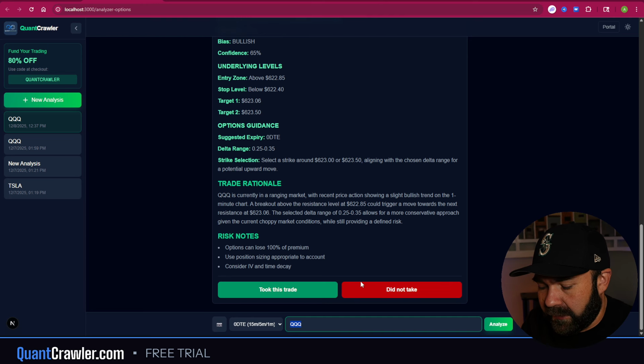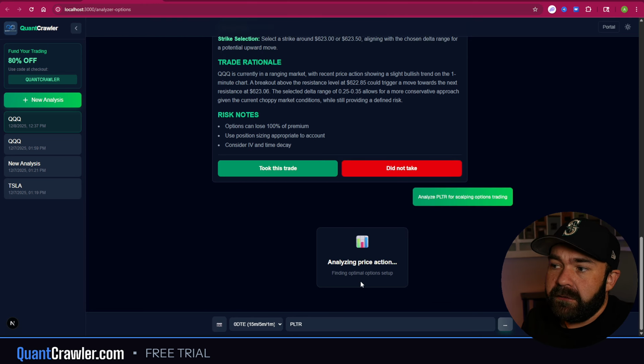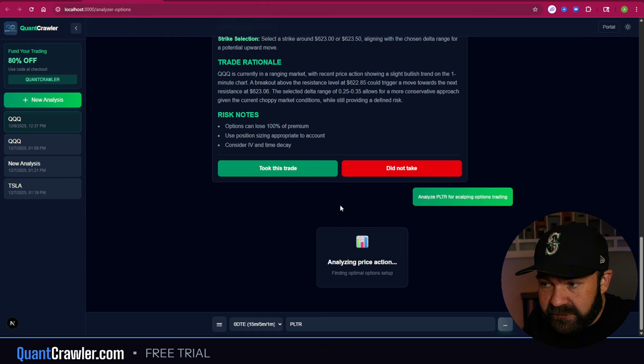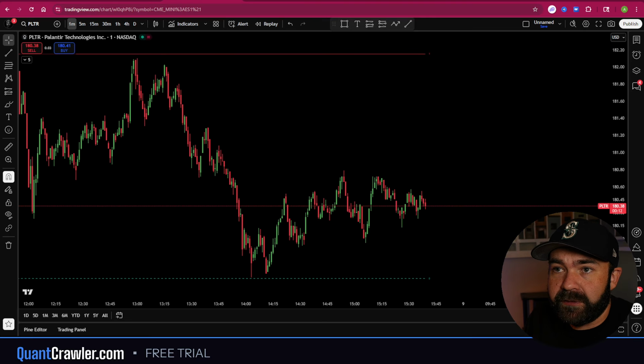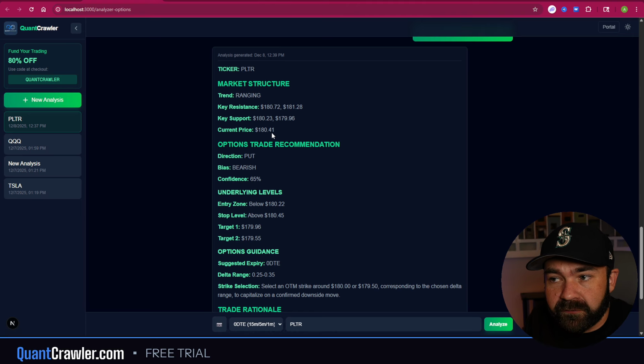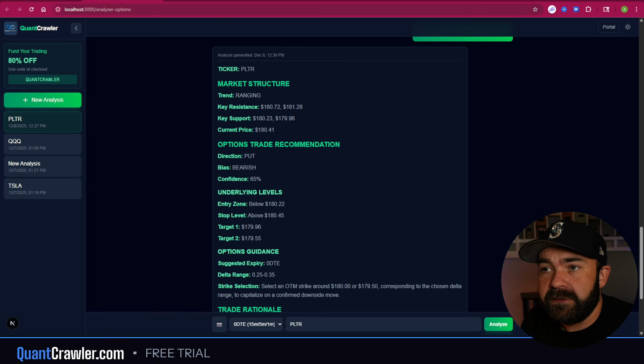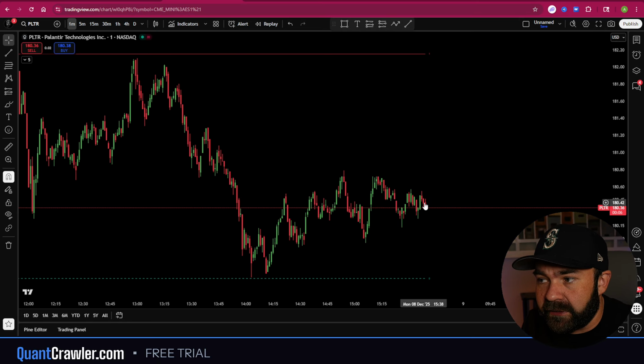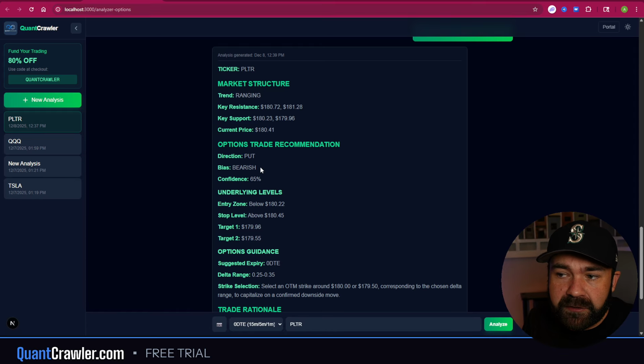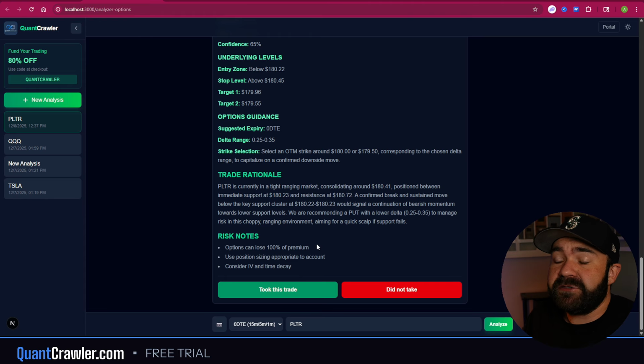You can do, let's do PLTR. That's another one. It's not commonly traded, but just to make sure that it works. Price on this 180.38. Where are we at here? 180.41. So within 3 pennies. And again, it's probably just pulling in the middle of this move, telling you to go put. So this is options. It's there.